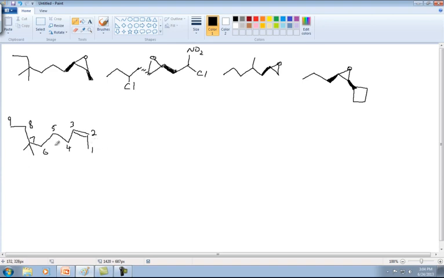So the name of the alkene, since it's cis, it's going to be cis 7,7-dimethyl. And then I put the position of the double bond in there, so that's going to be 2-nonene. So that's going to be the name of the alkene, cis 7,7-dimethyl-2-nonene. And then to get the name of the epoxide, I simply add the word oxide, and I put a space in here as well. So cis 7,7-dimethyl-2-nonene oxide would be the name of this one.